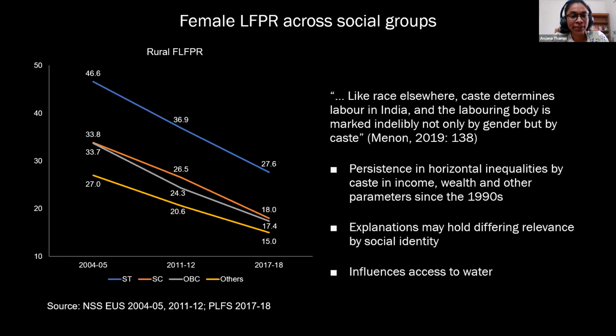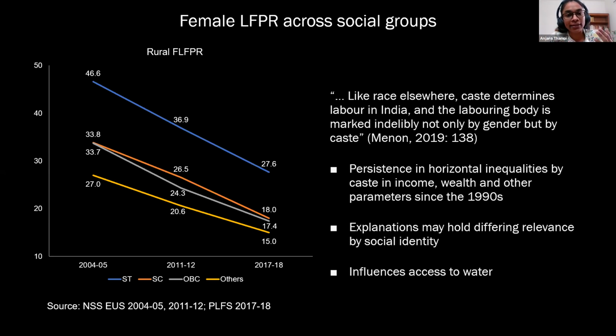And what this graph here is showing is essentially the rates across communities. The blue line is referring to scheduled tribes, tribal communities. And the orange is with respect to scheduled castes, those are the formerly considered untouchable communities. And the other backward classes and others are the residual category, which don't fall into those. So the first three would be considered the historically disadvantaged social groups.